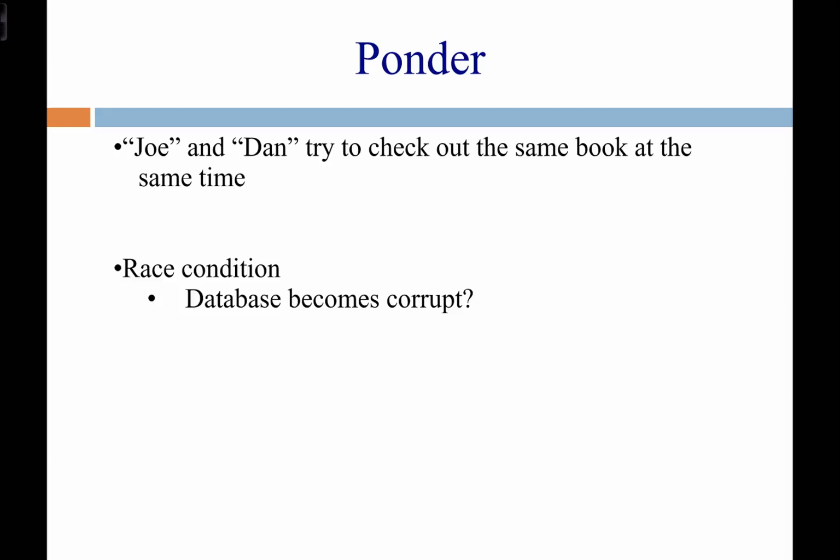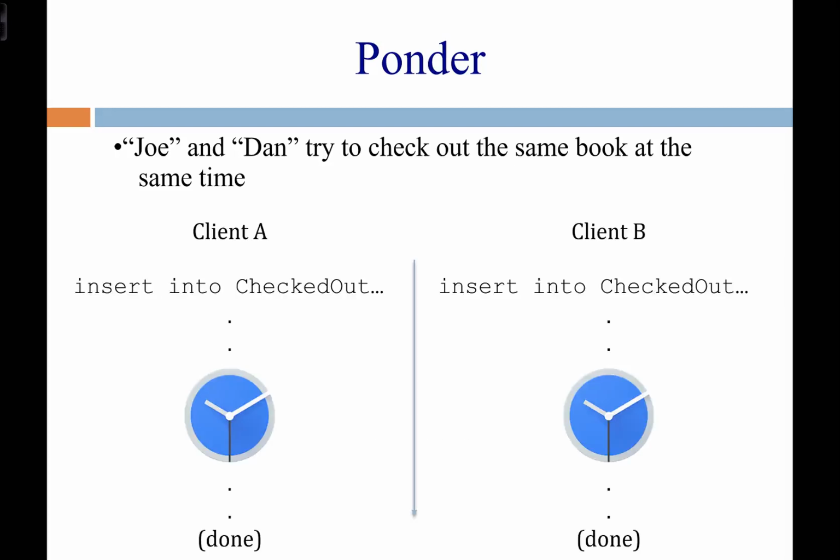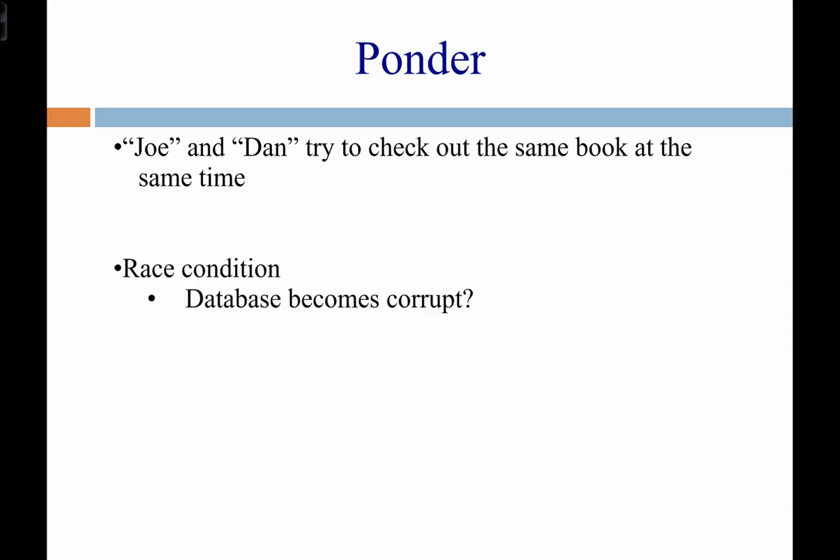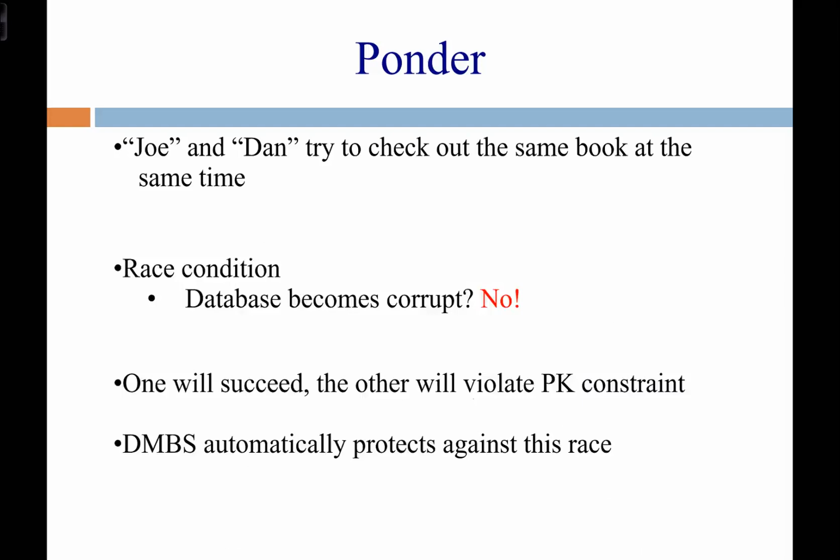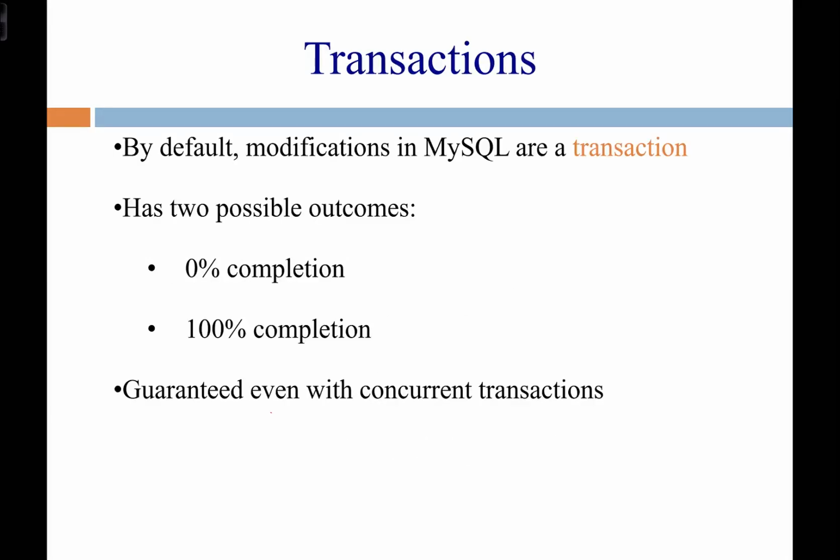So if we go back here, either client A or B is successfully going to check out whatever the book is. And then the other thread or the other process will throw an exception and it'll just look like, oh, that book was already in the checked out table. And it's not magic or anything. The database management system is essentially protecting against this race without us having to do anything about it. And the way the DBMS protects against this race is through something called a transaction.